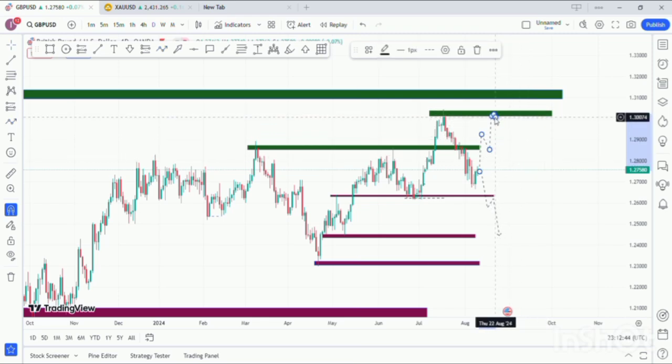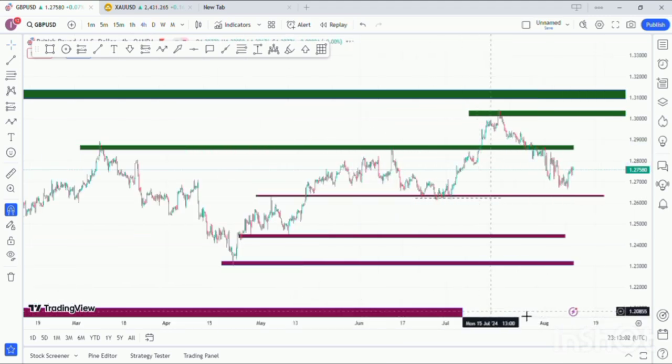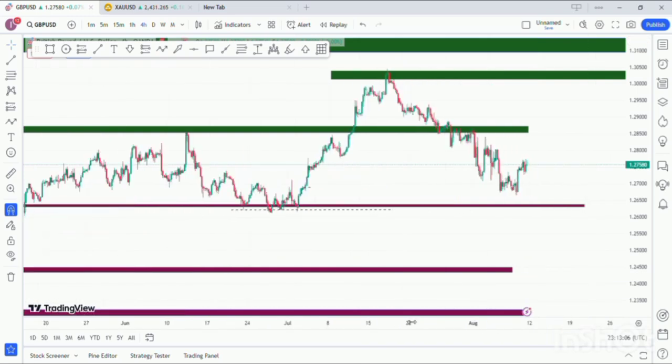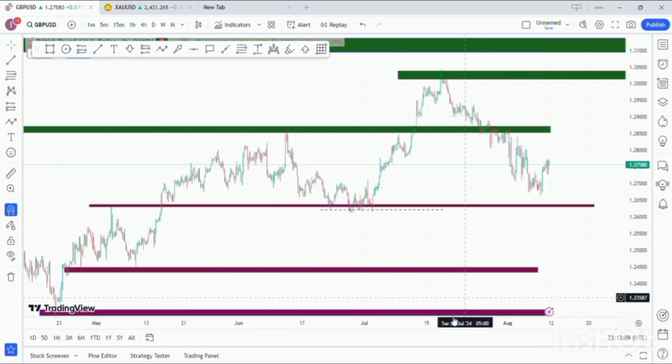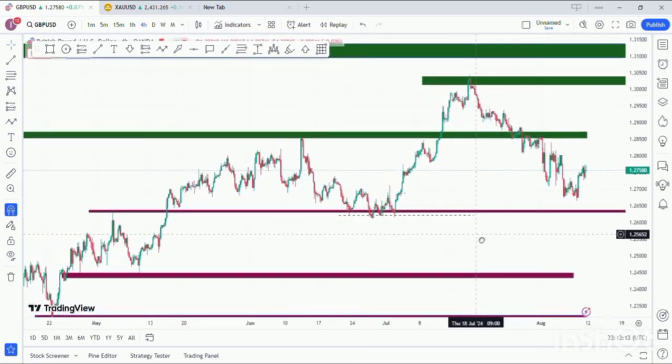So guys, quickly we'll move over to the 4 hour time frame so we can get a clearer view of these marked out zones. Alright guys, so this is the 4 hour time frame on GBPUSD. As you can see, the zones that we've marked out are still very clear and visible.